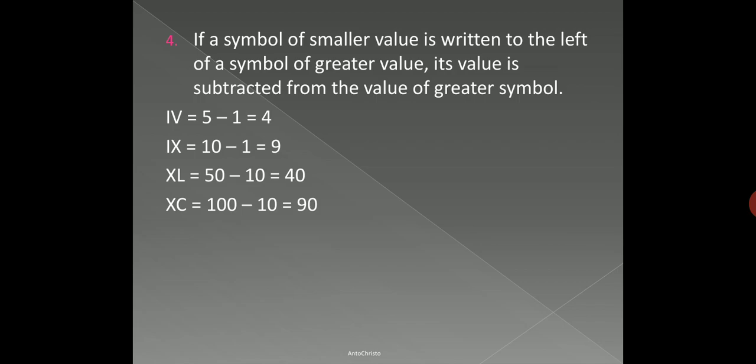Next you can see XL. Here X represents 10. L means 50. So a bigger number is coming after a smaller number. So what we will do, bigger minus smaller. 50 minus 10, you'll get 40. So the Roman numeral for 40 is XL. And another example is XC. X is 10, C is 100. Again the same format. So bigger minus smaller, 100 minus 10, you get 90. So XC is the Roman numeral for the number 90.